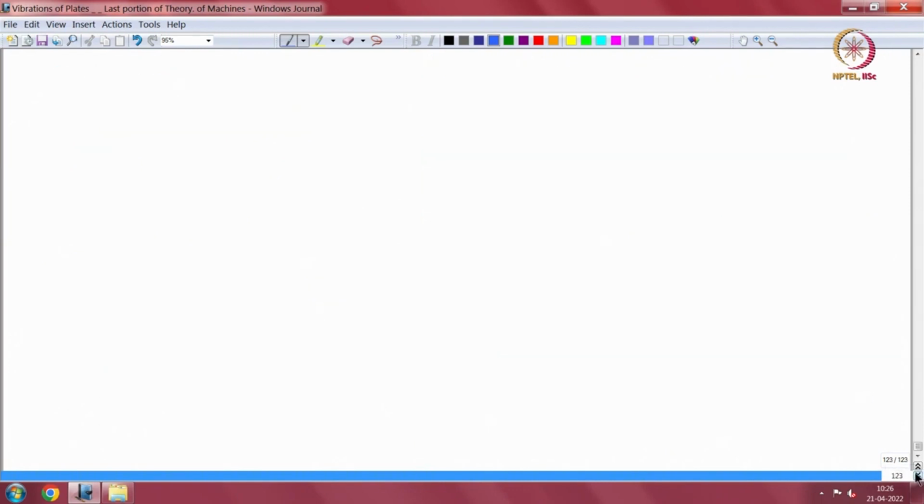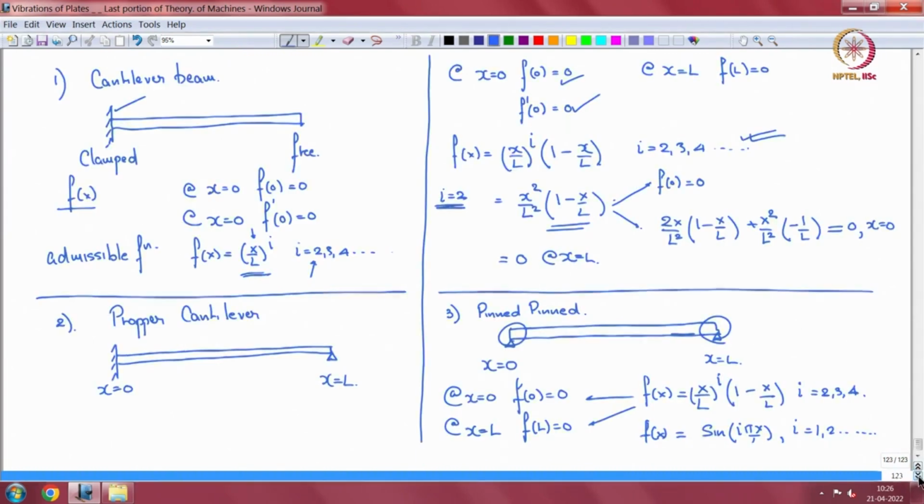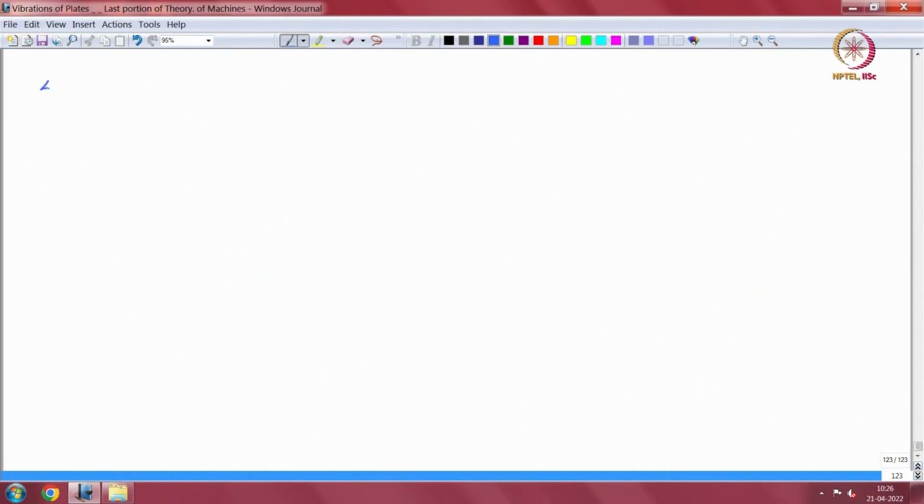Then what was the number 3? The next, 4. Suppose we have a restrained cantilever. So there is a cantilever.